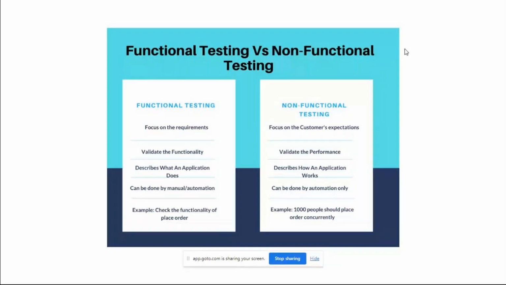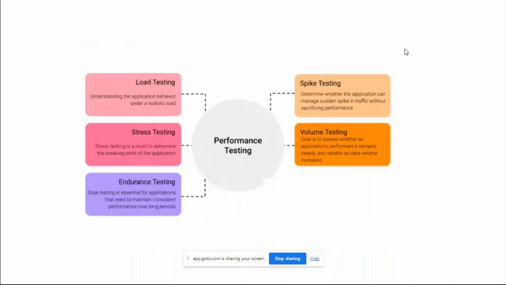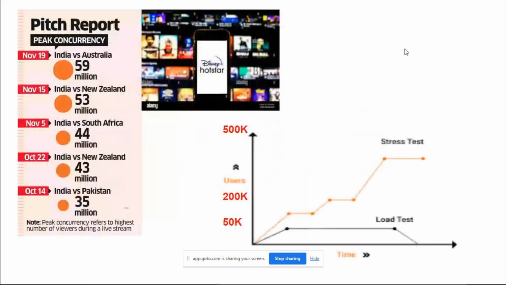We saw the difference between functional testing and non-functional testing, and we saw why and what is performance testing, and we learned a few examples, right? IRCTC, then Hotstar, Amazon, and all. And we saw the types of performance testing, in which we understood what is load test, stress test, and endurance test, right?